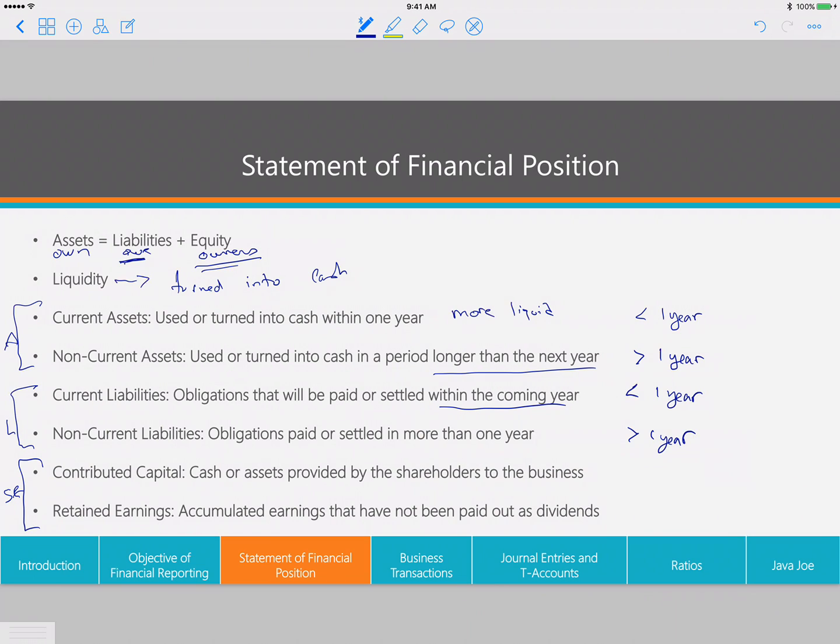As for equity accounts, as we mentioned earlier, we have contributed capital, and this is cash or assets provided by the shareholders to the business, meaning this is their investment in the company, given in exchange for shares, parts of ownership. We also have the retained earnings, and these are the accumulated profits of the company that have not been paid out in dividends. They are reinvested and kept in the company to grow it bigger.